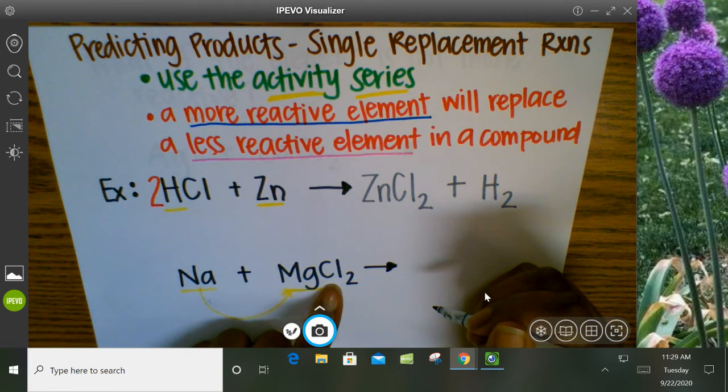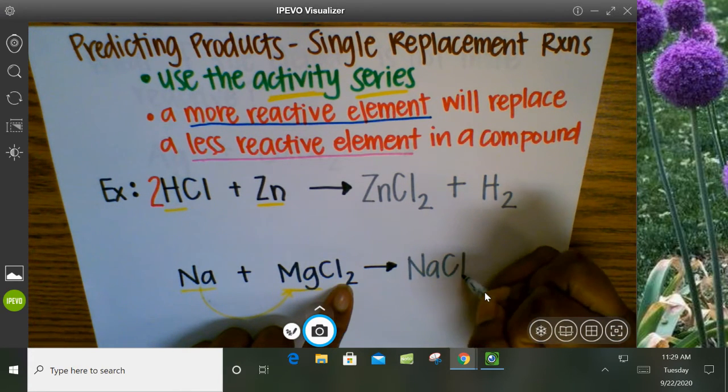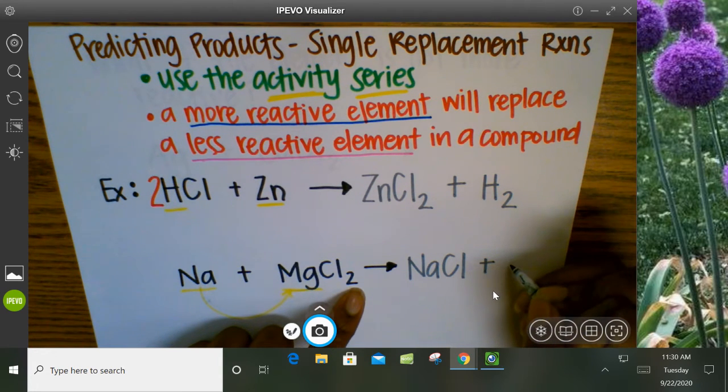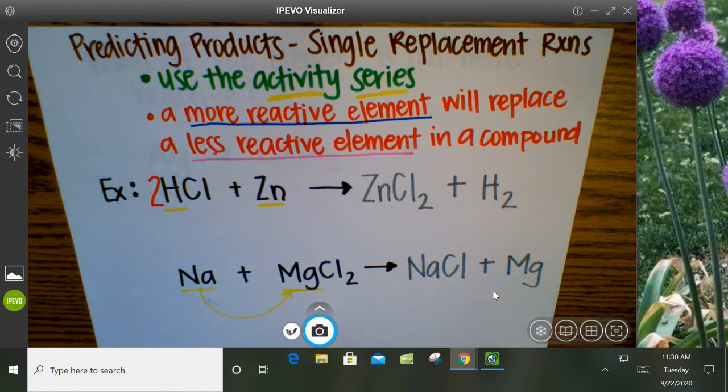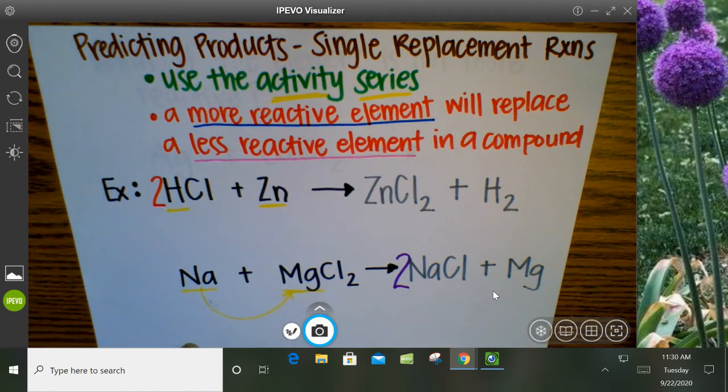Now, it is not NaCl2 because sodium has a charge of 1+. Chloride is -1. So they're going to come together in a 1-to-1 ratio, balancing out the charges. Magnesium is not one of the 7 diatomic elements. So when it's by itself, it's just going to be magnesium. Last thing I need to do is balance my equation. There's 2 chlorides here. There's only 1 here. I'm going to put a 2. That then makes 2 sodiums. And I put that 2 there. And the equation is balanced.